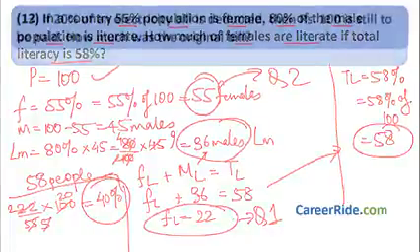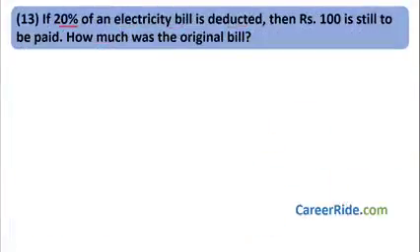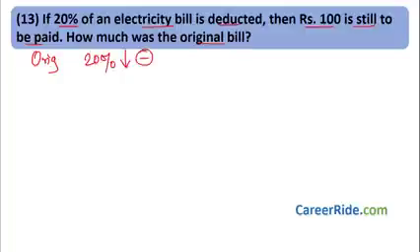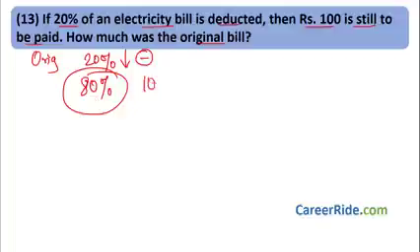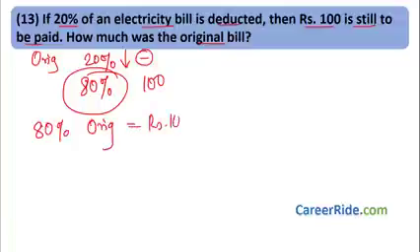Moving on, if 20% of an electricity bill is deducted, then rupees 100 is still to be paid. How much was the original bill? That means there was some original bill, out of that 20% was reduced, deducted, subtracted. So how much remains if 20% has been reduced? 80% of the bill has to be paid, correct? And they have said that after reducing 20%, still the person has to pay rupees 100. That means 80% of the original bill is nothing but rupees 100.